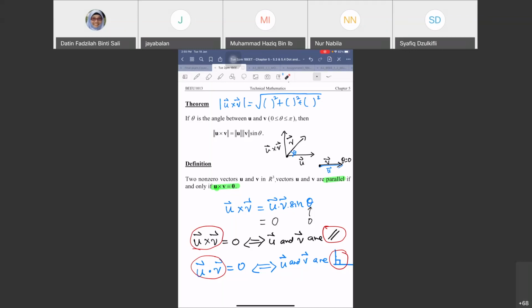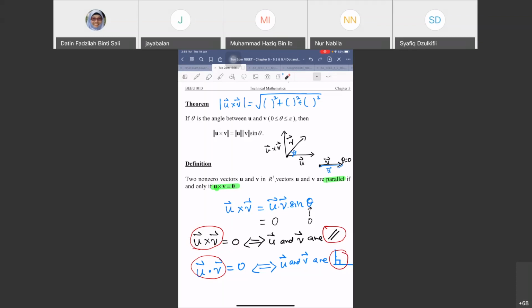Depending on the question, if the question says you are given two vectors u and v, determine whether the two vectors are perpendicular or orthogonal, then if the word is orthogonal, you must show that the dot product equals 0. If the question says given u and v, determine whether the two vectors are parallel, then parallel means you show that the cross product equals 0.